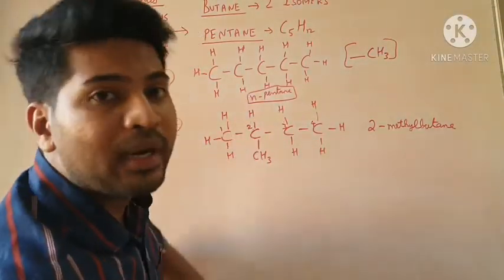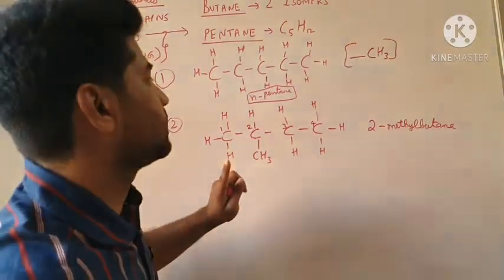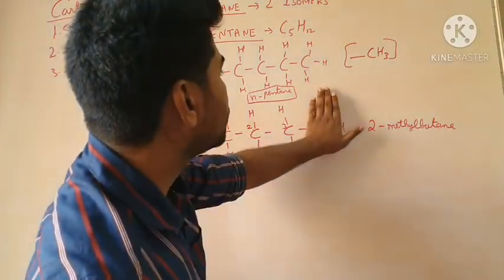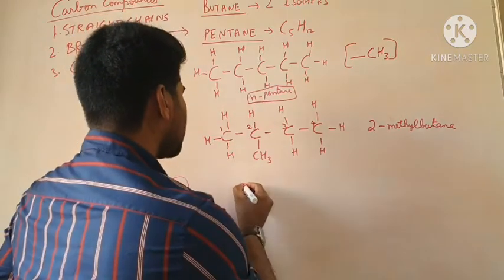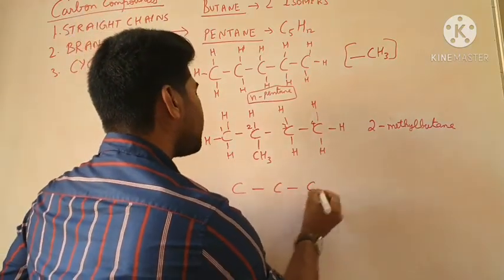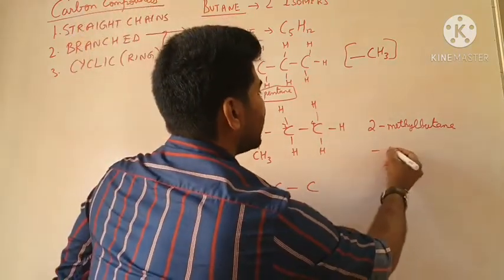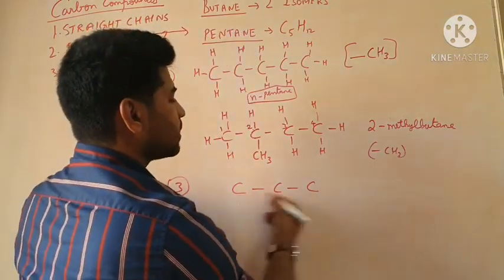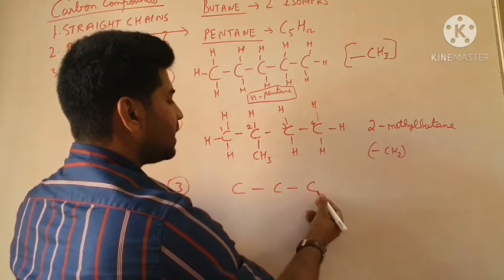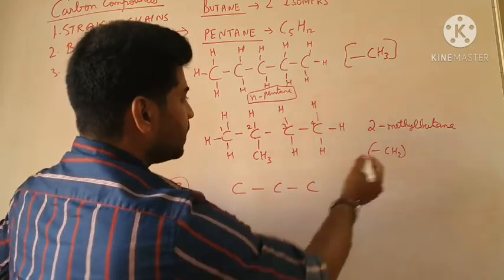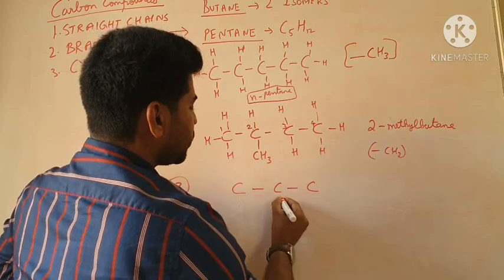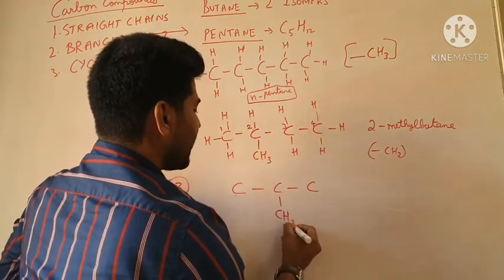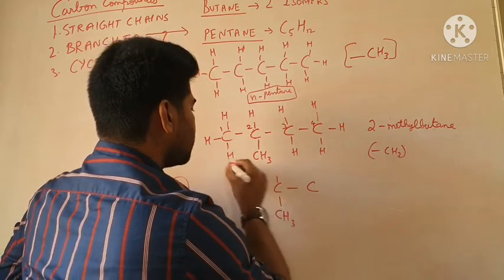There is one more isomer possible for this. That would be, once again, remove another CH3 group. So if you remove again one CH3 group from here, the main carbon chain will have 3 carbon atoms, and the CH3 groups we cannot add to the first carbon or second carbon. It has to be added to the middle carbon.